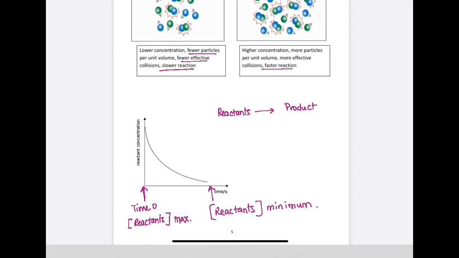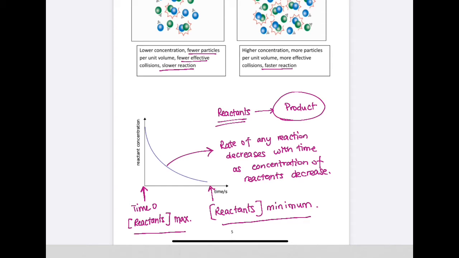so that at time zero, the concentration of reactants is maximum. So the rate of reaction is going to be maximum. You have maximum effective collisions. At the end of the reaction, you have the minimum concentration of the reactants, because most of the reactants have been converted to products. So at this point, you have minimum rate of reaction because you have minimum collisions. So for any reaction, the rate of the reaction decreases with time as the concentration of the reactants decrease.